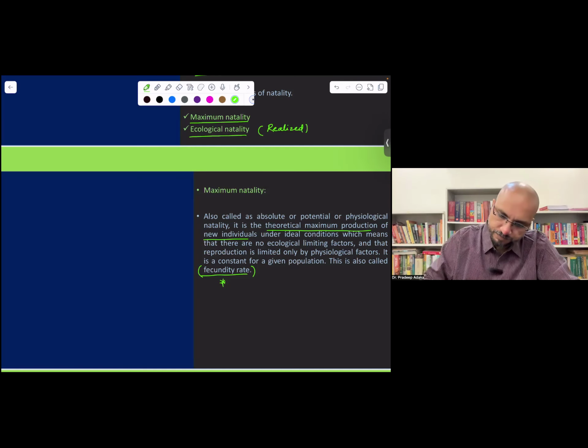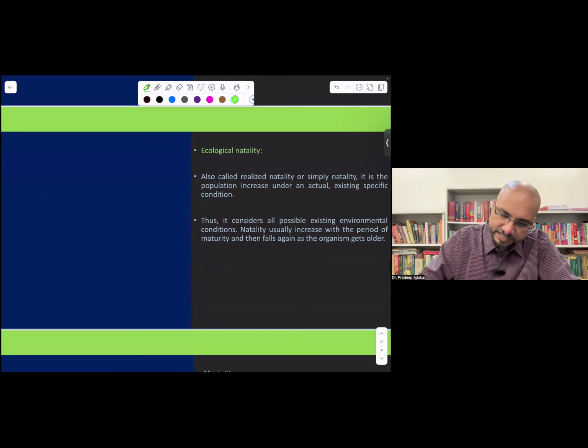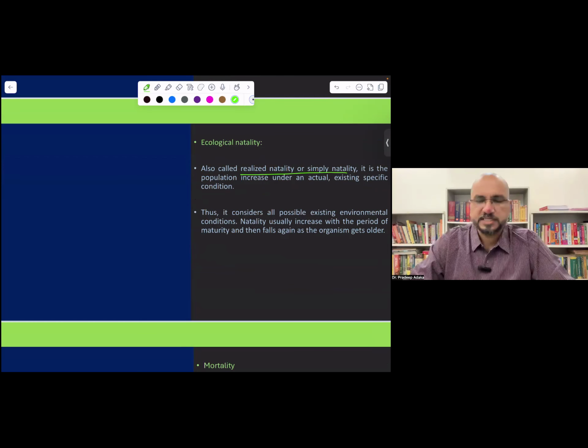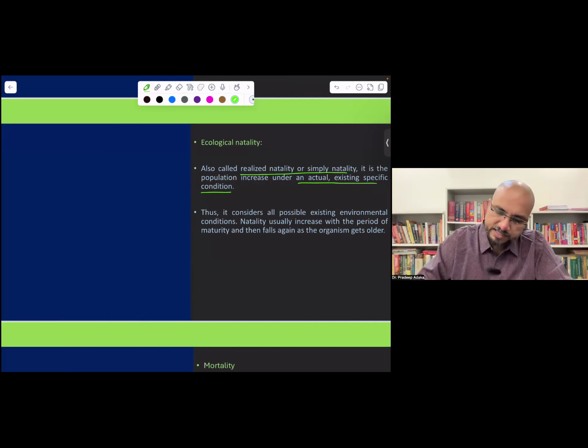Okay. So ecological natality is realized natality or simply natality. Just natality, when you say it, also means ecological natality, or realized natality. Under an actual existing specific condition. It is not ideal condition, but actual existing condition at present. So it considers all possible existing environmental conditions.